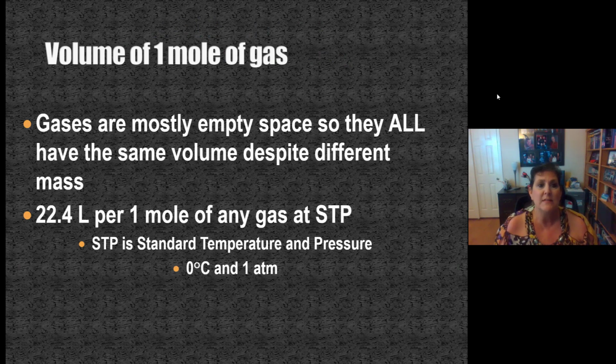Gases are mostly empty space, so they all have the same volume despite the different mass. We just saw that. So molar volume again is 22.4 liters per 1 mole of any gas at STP, standard temperature and pressure, which, by the way, is 0 degrees Celsius, so cold, right when it starts to snow, and 1 atmosphere. That's the pressure at a beach, 1 atmosphere, so that's sea level pressure. So remember, STP is standard temperature and pressure, 0 Celsius and 1 atm.